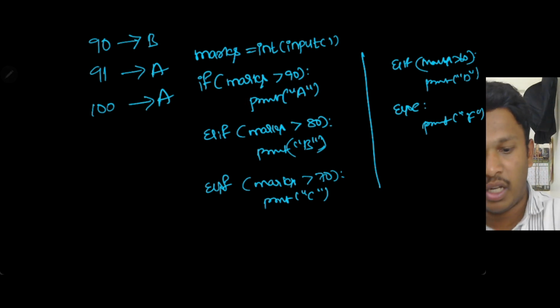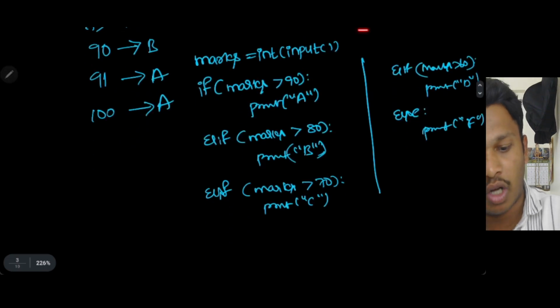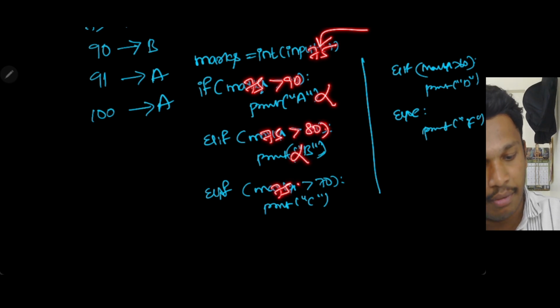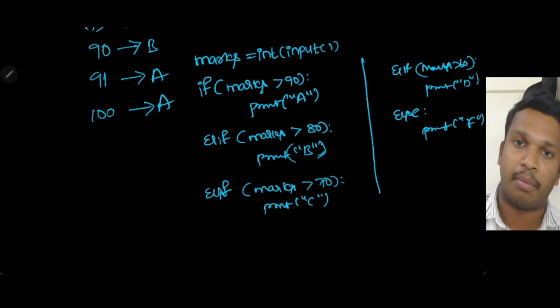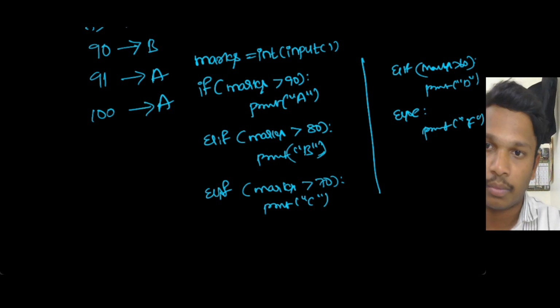I hope you people understand. We will test with one case. Now we will test with 75 marks. Whenever we start the program, we will get marks as 75. 75 greater than 90, false. 75 greater than 80, false. Next, 75 greater than 70, that is true. It will print C grade. Hence our program is correct. Okay. Now let's execute it and we'll understand.